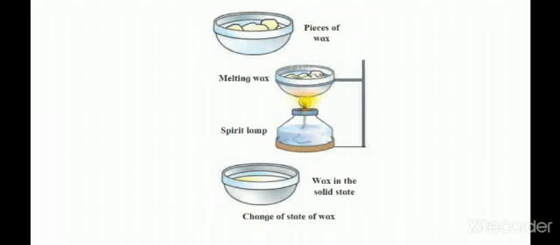Now keep the same bowl in cold water. What happens? When we keep the same bowl in cold water, the state of wax again changes from liquid to solid. So students, change of state of a substance can be defined as when a substance changes from one state to another, the process is called change of state of the substance.